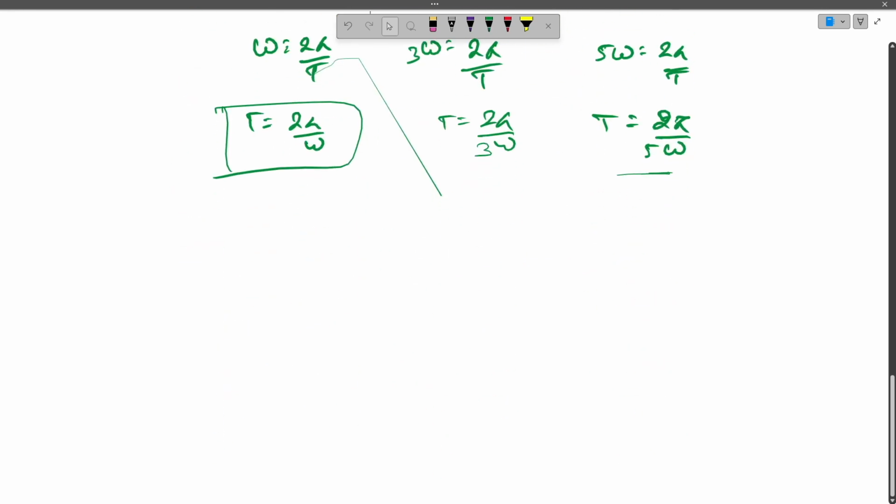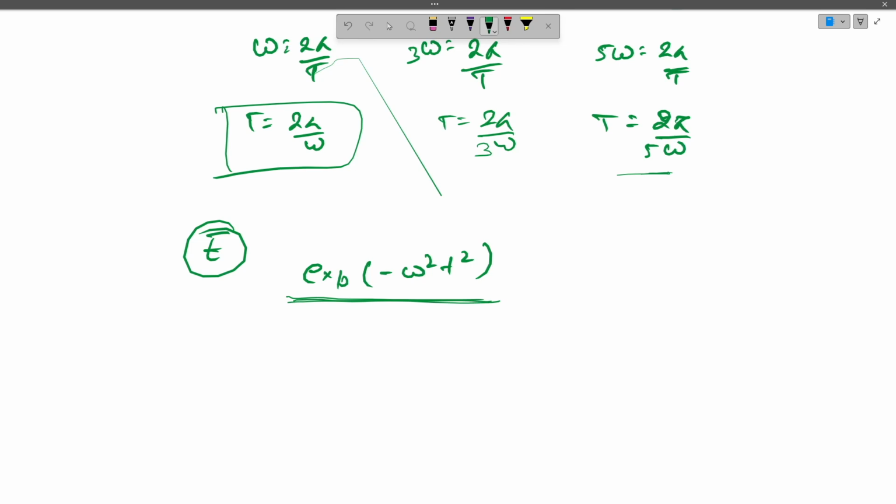Now in the fifth part of the question, in the E part, we see that the function is exponent of minus omega square t square. So this is an exponential function which is not repeating at any time. So this can't be either periodic or a simple harmonic equation. So this is none of those.